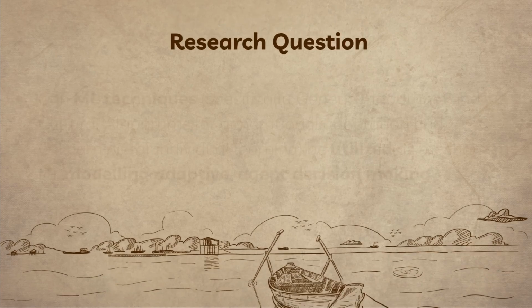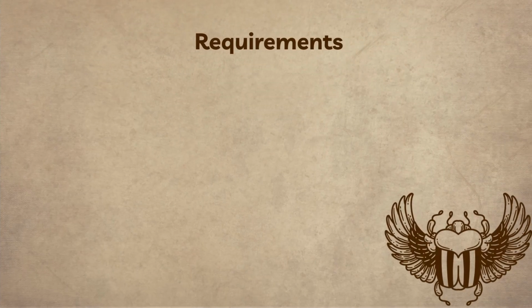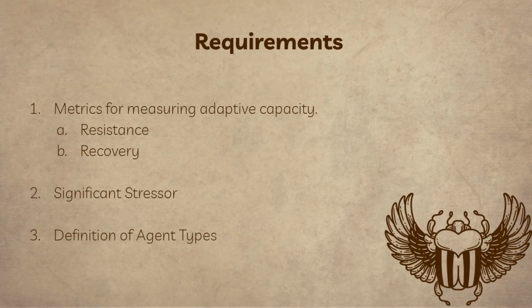With all this information, we can now formulate our research question. Can machine learning techniques, specifically genetic algorithms and cultural algorithms for generational adaptation, and Q-learning for individual learning, be utilized as mechanisms for modeling adaptive agent decision-making? To answer this, we need to meet the following 3 requirements. First, we need quantitative metrics by which we can measure adaptive capacity. In our case, we use the commonly used resistance and recovery metrics. Second, we need a significant stressor event, and lastly, we need to formally define the different types of agents we will be utilizing.